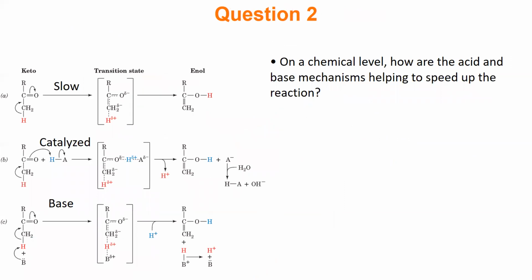So here's a question. I'll give you 30 seconds to a minute to think about. Based on what we talked about, how are acid and base mechanisms helping to speed up reactions? Here I have an example of our general acid and base, but for our ketone enol tautomerization, but for acid and base reactions in general, or any reaction really, what is the trick to speeding them up?